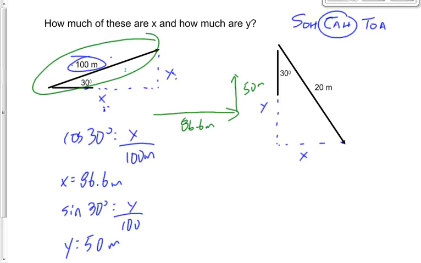X side, opposite or adjacent, or hypotenuse? Yeah, it's opposite. So opposite and hypotenuse, right? Opposite and hypotenuse is sine. We're going to say sine 30 degrees this time is equal to x over 20, isn't it? X ends up being equal to 17.32 or 17.33.